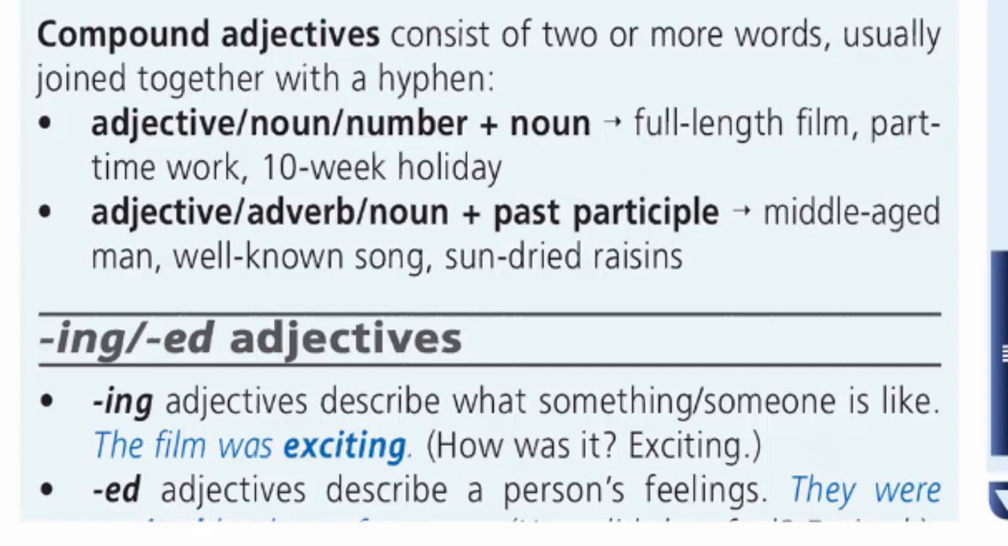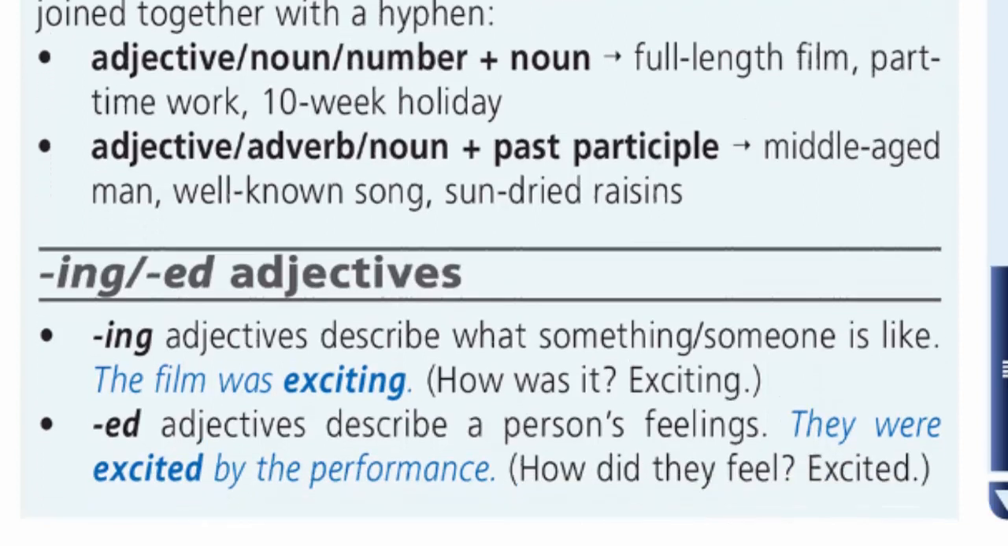Compound adjectives consist of two or more words, usually joined together with a hyphen. For example, adjective with noun and number plus noun: full-length film, part-time work, 10-week holiday, or adjective or adverb plus past participle: middle-aged man, well-known song, sun-dried raisins. And adjectives with endings in -ing or -ed.